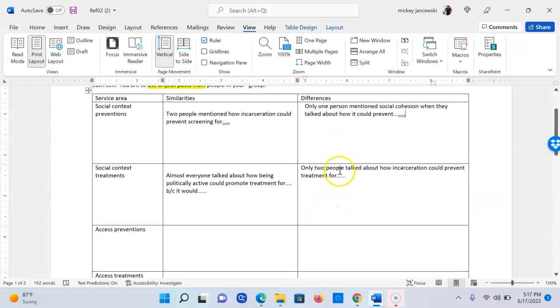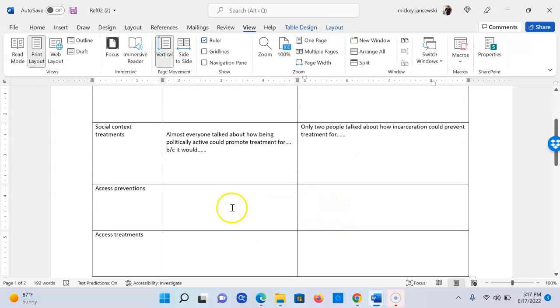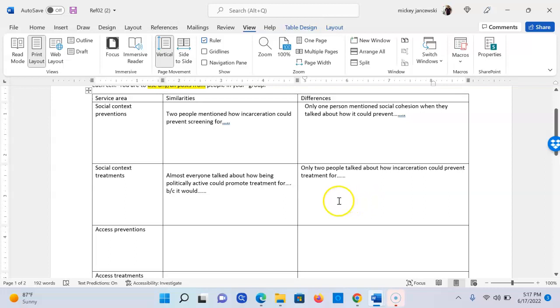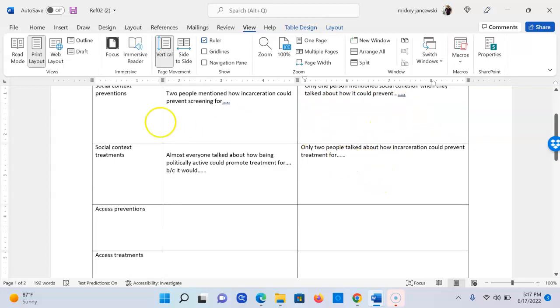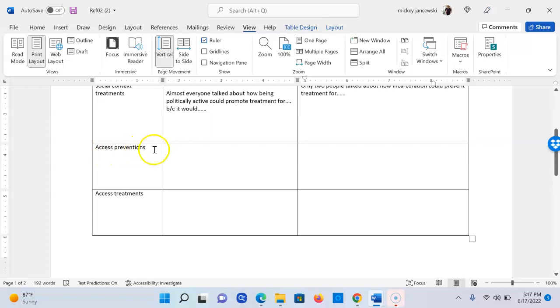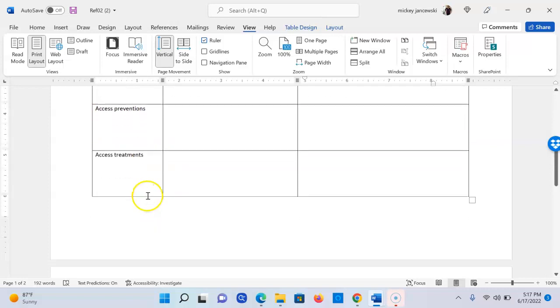It is possible that in 1 or 2 of these blocks you would say there was nothing similar or there was nothing different. That is possible. But I just want you to look at the content in the lectures and material and apply it to what's in your discussion board. Social context, prevention, treatments, access to quality care, prevention, treatments.